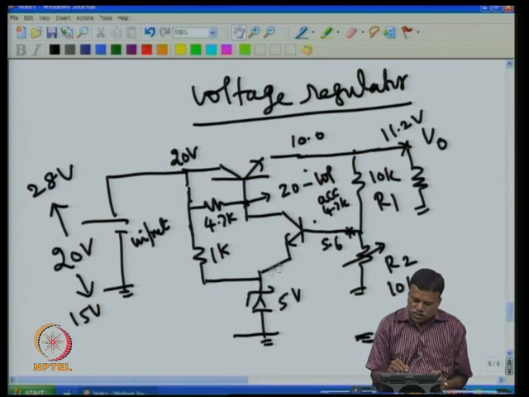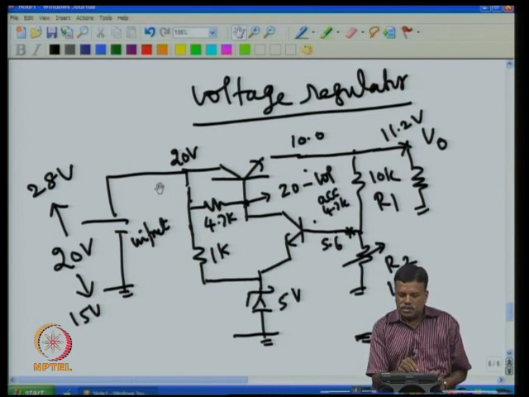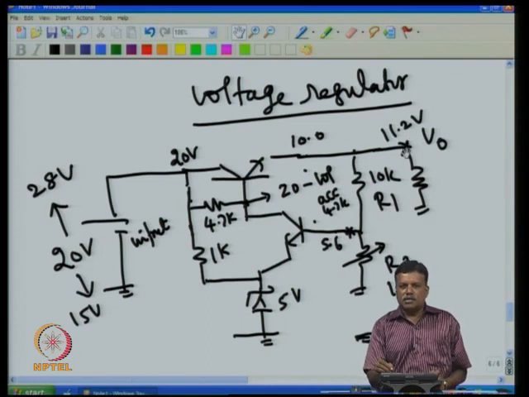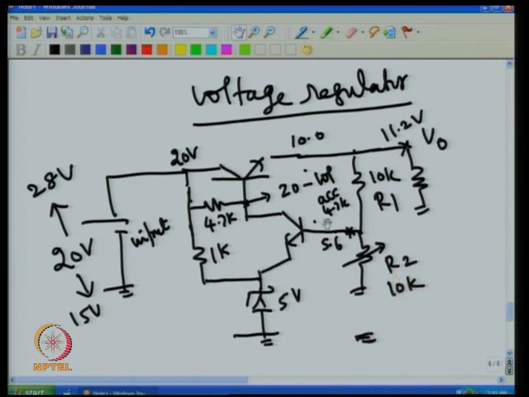If more current goes through this, then you need more base emitter voltage difference. That means if more current has to go, instead of 5.6 it may have to go to 5.61 or 5.62, and that will make this voltage also increase. So with supply increase, this also will go up a little bit. So there are some drawbacks, but nevertheless as a regulator it is a good one. It was extensively used in earlier days, and in fact even today we use this regulator where regulation requirement is not very tight.